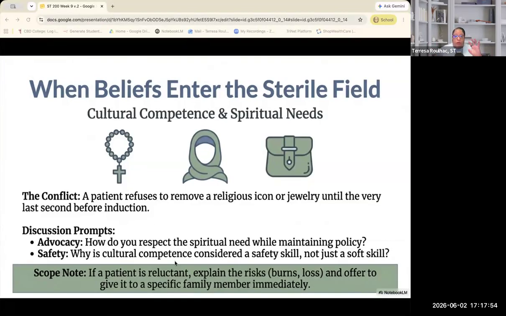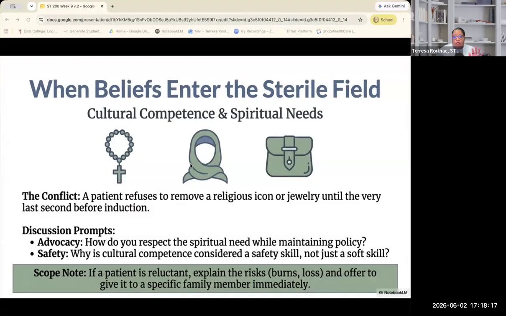Okay? When patients feel respected, cooperation improves. When they feel dismissed, resistance increases. Safety is in relation just as important as much as it is procedural. Okay.